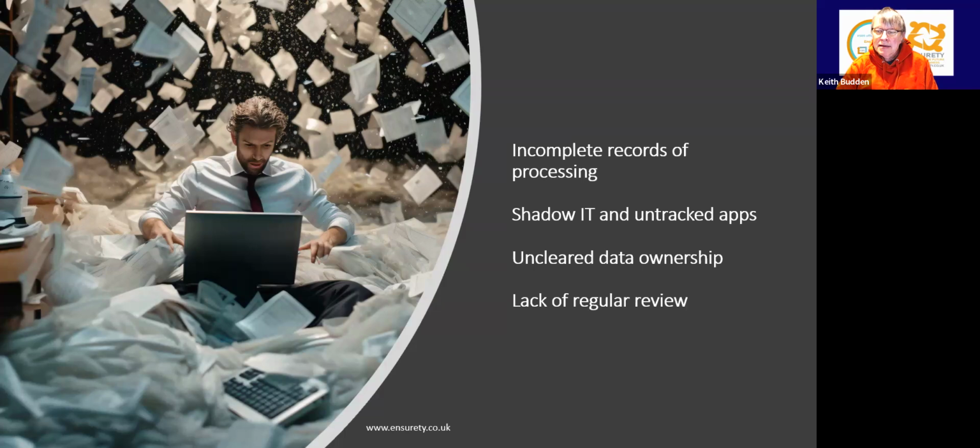And then the final one here is lack of regular review, because what lots of people do, they'll judiciously create their Article 30 register. They'll create their ROPA. Brilliant. We've got it. It's there. We've mapped it. We know where all our data goes. Fantastic. Now it's 2 years later.